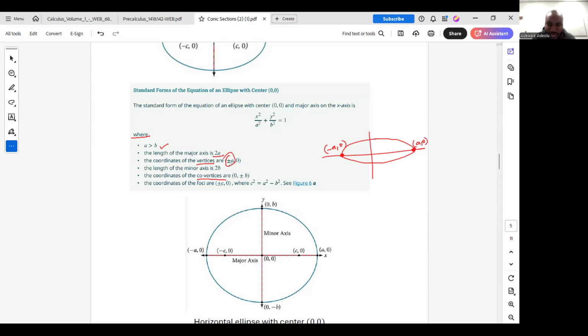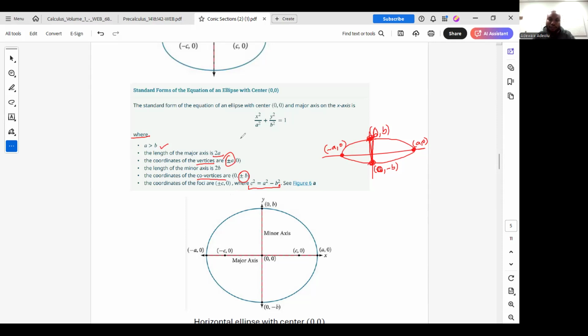So that is why it is along the x coordinates. Now the other side, this is B, and this is negative B. Oh, sorry, that is 0, comma negative B, and this is 0, comma B. So this, I call them co-vertices. Co-vertices, this point and this point, right? And you will see it is along Y. And like I've shown you, we can relate C, A, and B using this equation.